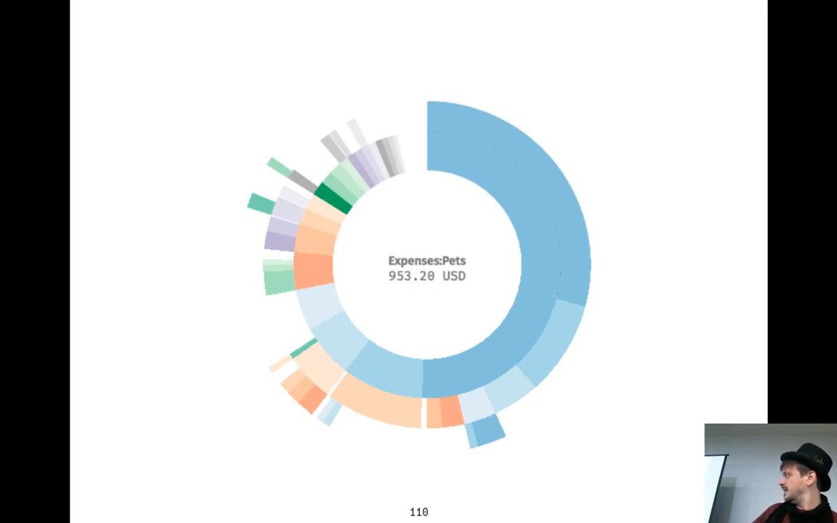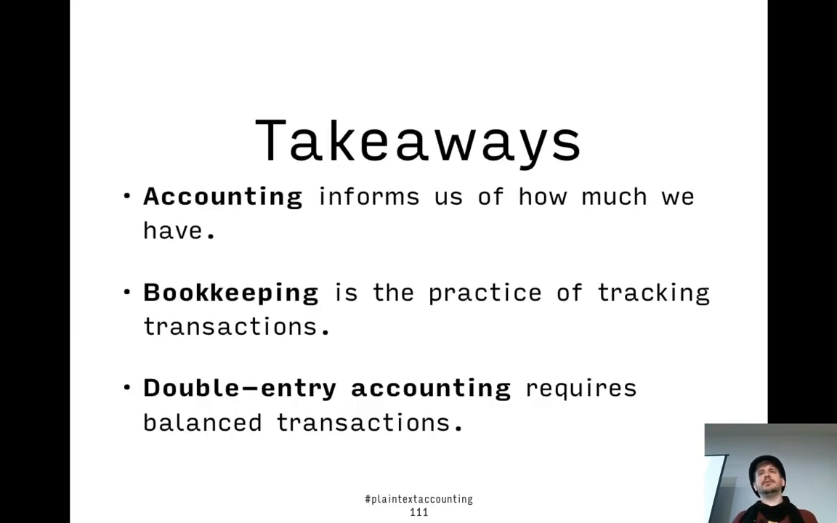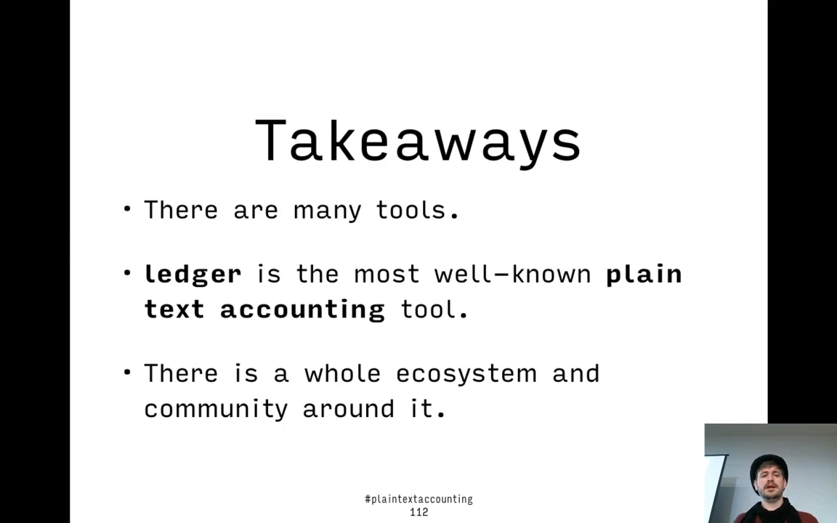This over here, huge thing, that's taxes. So here's some takeaways. Accounting informs us of how much we have. Bookkeeping is the practice of tracking these transactions. Double entry accounting requires balanced transactions. There are many tools. Some are paid, some are free. Each have different strengths and weaknesses.